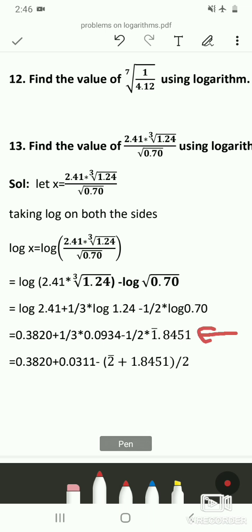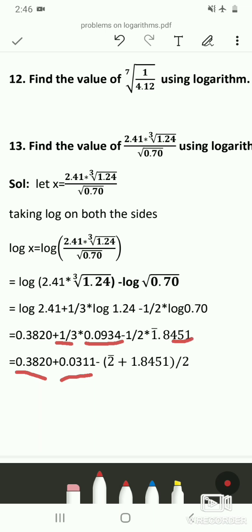So the next steps are just the simplifications. So log 2.14 is 0.3820 plus 1 by 3 into log of 1.24 is 0.0934 minus 1 upon 2 into log of 0.7 is minus 1.8451. So now the next simplification is the first term is as it is. So here divide this term by 3. So I'll get it as 0.0311.